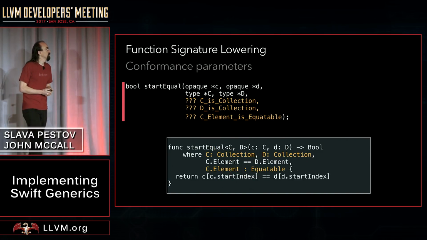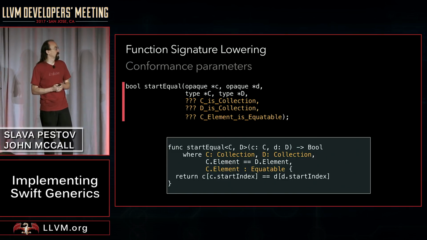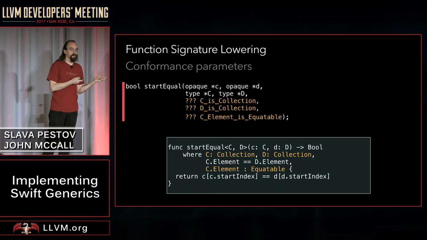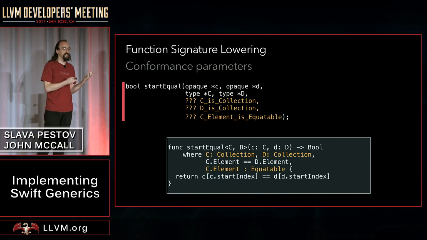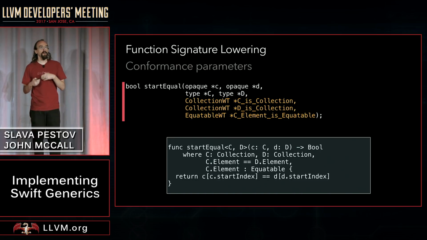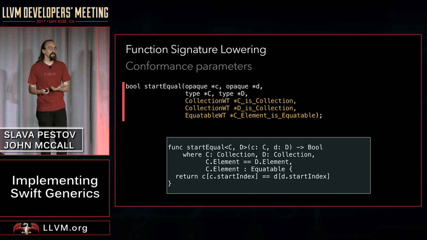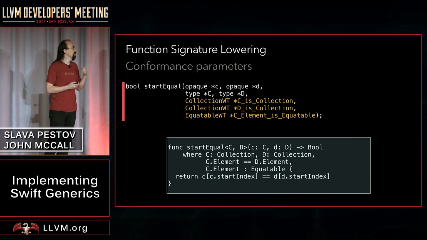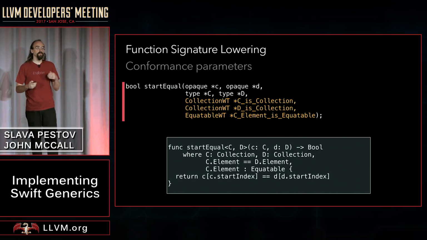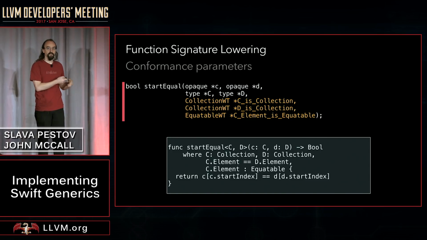So going back to our example, how do we pass in this various information, the fact that C is a Collection? Well, we pass in the protocol witness table for Collection. And similarly, we pass in the fact that C.Element is Equatable by passing in the protocol witness table for Equatable, corresponding to that particular conformance. All right, so now we have the function signature further expanded. So what does the function body look like?